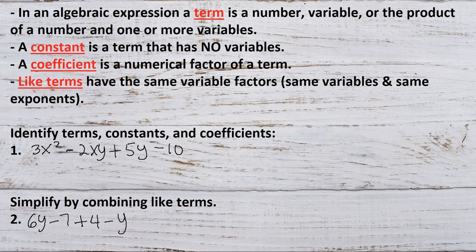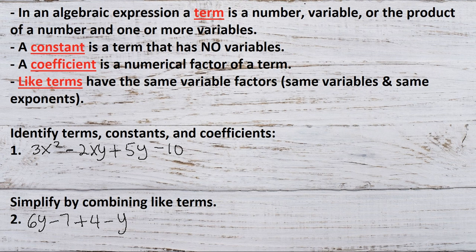Constants. A constant is a term that has no variables. Then we have coefficient. A coefficient is a numerical factor of a term. And then of course we have like terms, and these are the terms that have the same variable factors, meaning that they have the same variables and they have the same exponents.